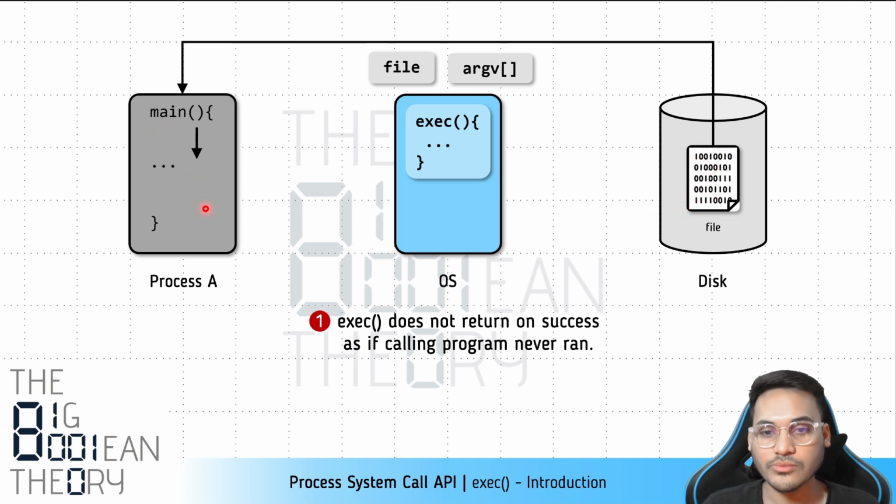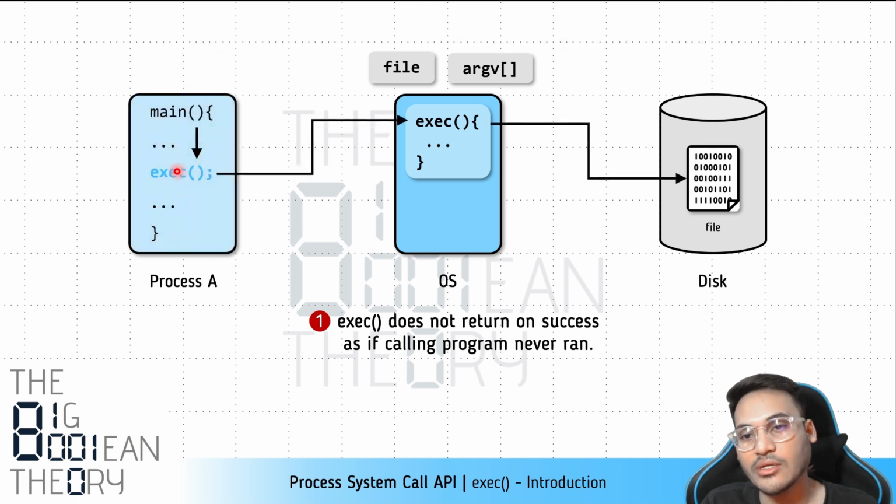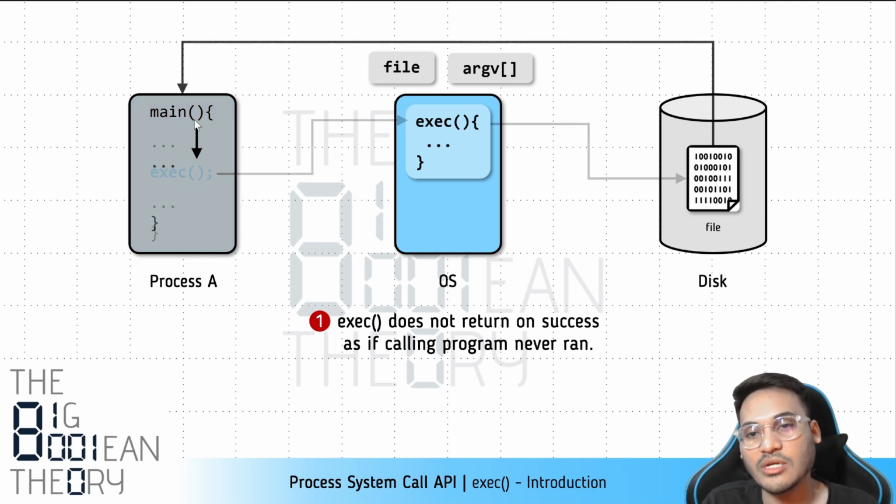So now basically there is no place to return. Now the execution starts from the main function in this new program. This exec call will not return to this point. The statement after the exec call will not be executed, because this whole program has been replaced. There is no place to return to, right?